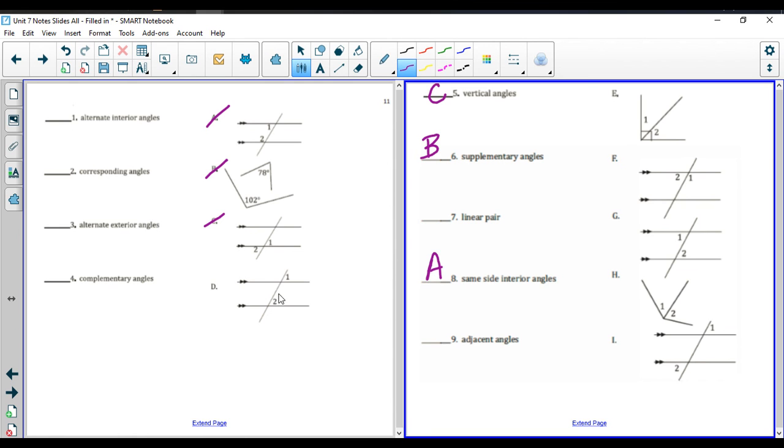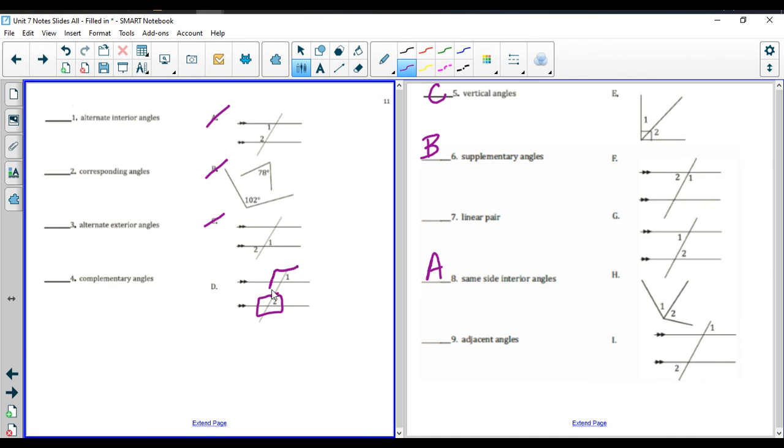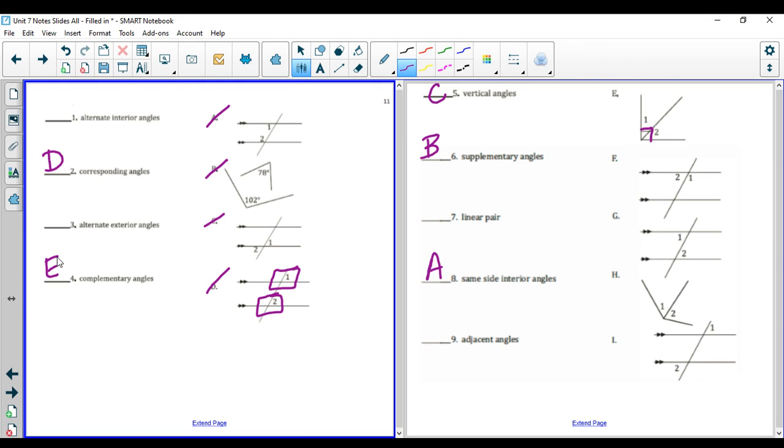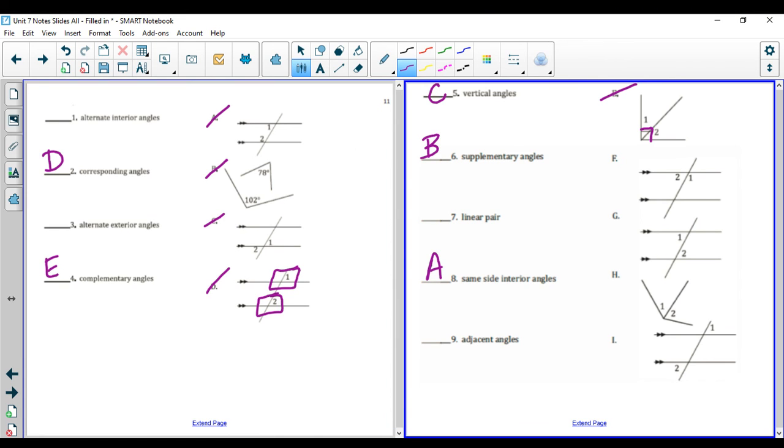In letter D, I'm seeing that they are in different clumps, but they're both on the same side. Top right and top right, though. So they didn't switch sides. One's interior, one's exterior. This is that special zip line one, and these are the corresponding because they're in the same spot. So that's going to go with number 2. Over here for letter E, we have angles 1 and 2, and notice they make a right angle here. Because of that, we called them complementary a couple lessons ago. So that is going to go with number 4 then.